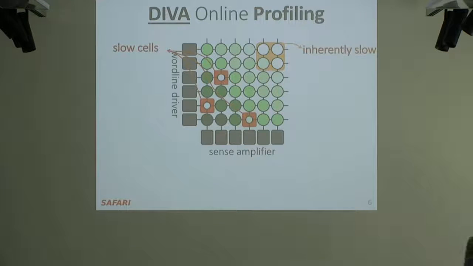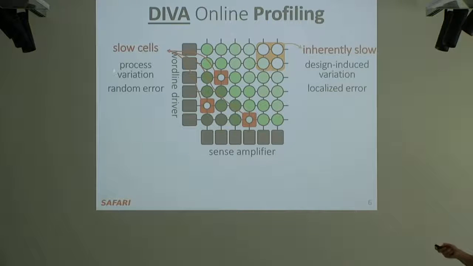They have little capacitance, all of those things that we discussed last time. It turns out these slow cells, because of random process variation, not systematic process variation, are distributed randomly across the chip. So that's one of the key realizations in this work. Because of process variation, you have random errors. Because of design-induced variation, you have localized errors.